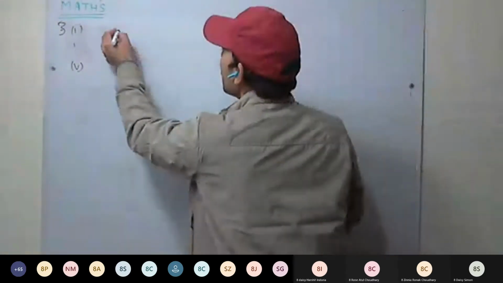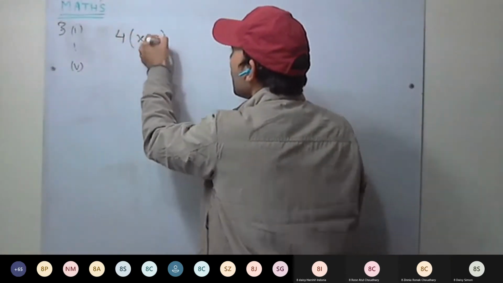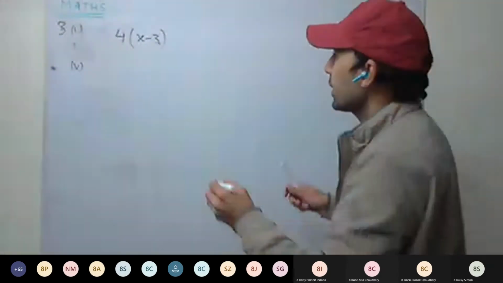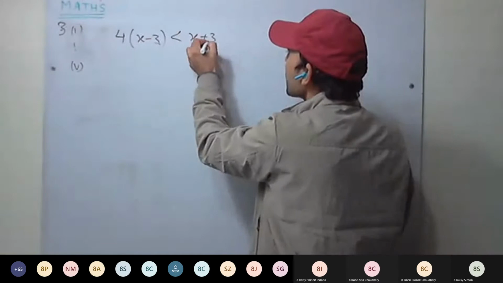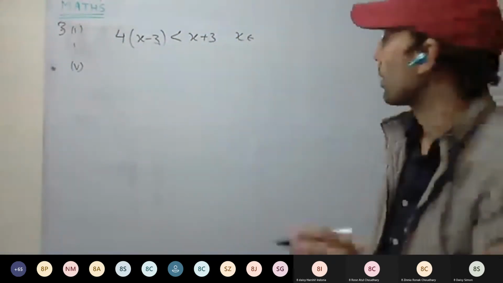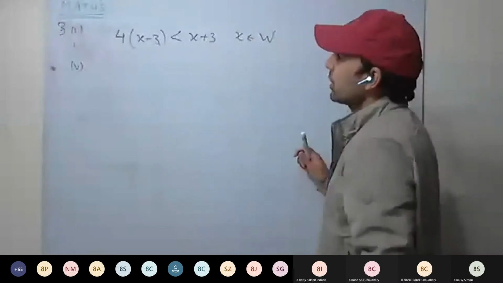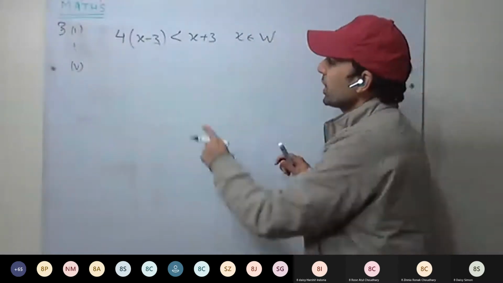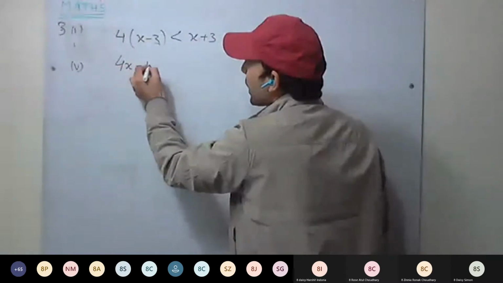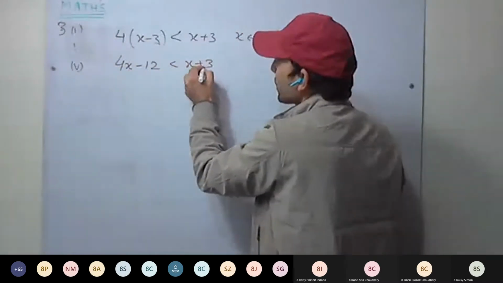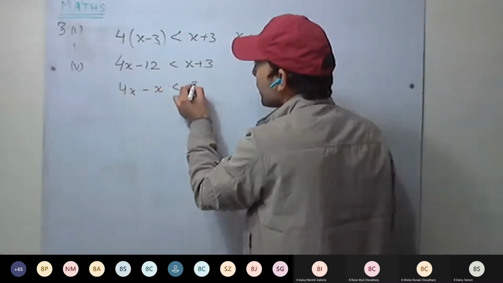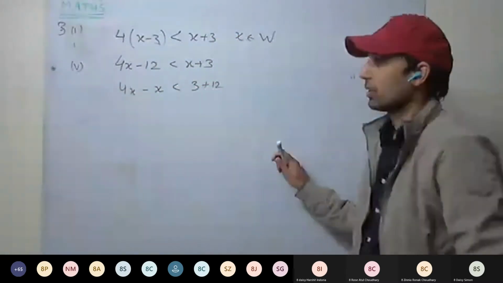Four x minus 3 less than x plus 3. X belongs to whole numbers. Yes, solve this one. These are very easy questions. You have to solve the inequality. Multiply with 4. 4x minus 12 less than x plus 3. 4x minus x less than 3 plus 12.